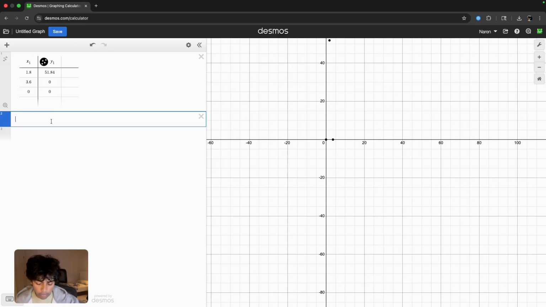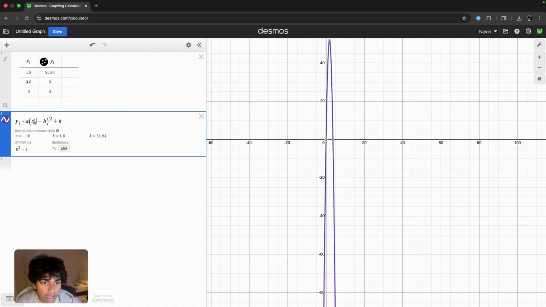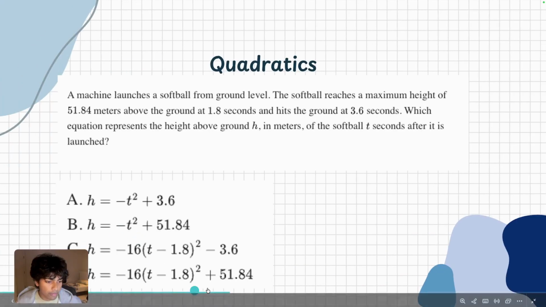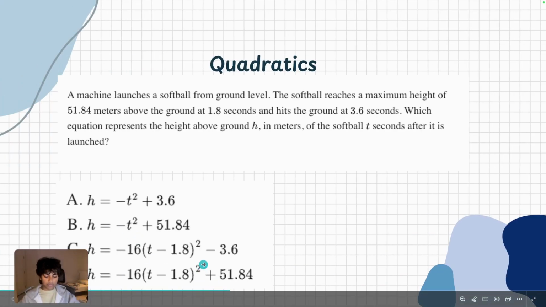And we're looking for vertex form because all the answers here are in vertex form. So it's a times x minus h squared. And don't forget to put the 1 after your x. And you'll see that it's x1 minus 1.8 squared plus this, and a is negative 16. And that lines up with D. Okay, next question.